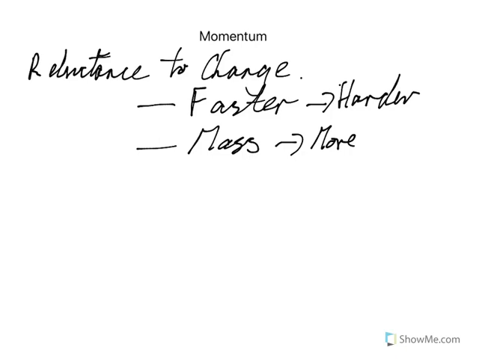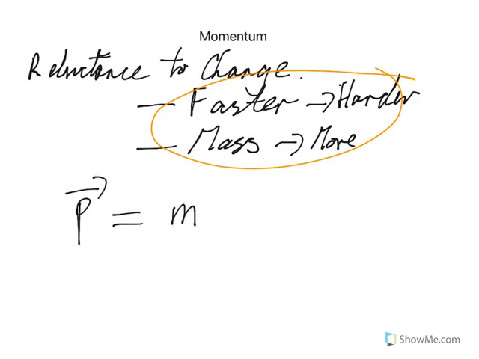So momentum wraps these two things together. Momentum, which is a vector, is equal to the mass times the velocity of something. So you need to treat it as a vector.